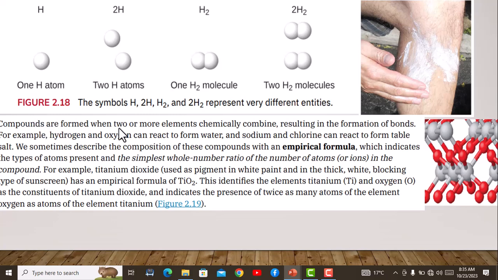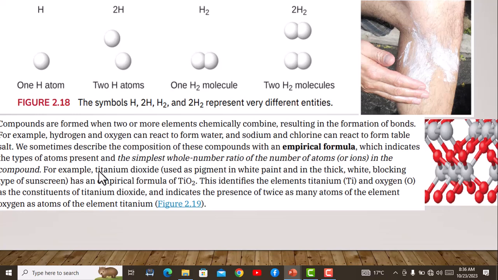Compounds are formed when two or more elements chemically combine, resulting in the formation of a bond. For example, hydrogen and oxygen can react to form water, and sodium and chlorine react to form table salt. We sometimes describe the composition of these compounds with an empirical formula, which indicates the types of atoms present and the simplest whole number ratio of the number of atoms or ions in the compound. That's what an empirical formula does.